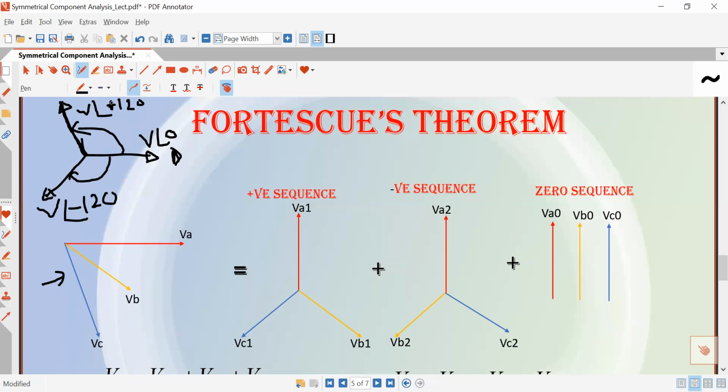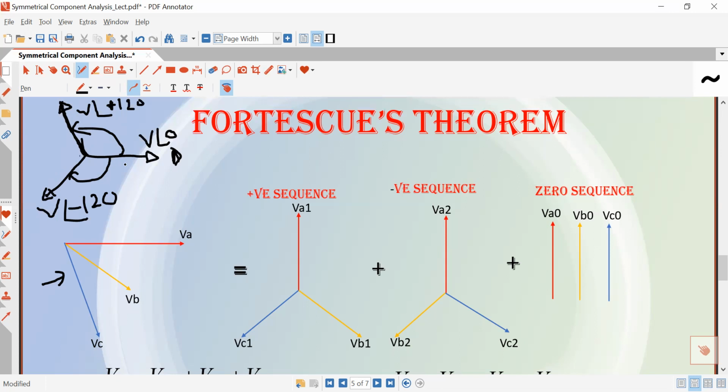So this is the phasor diagram of a balanced three-phase system. In a balanced three-phase system, each phase voltage will be equal, and the angle between two phase voltages will be 120 degrees. When you represent a three-phase system voltage with a vector diagram, you will get a set of three vectors, separated from each other by an angle of 120 degrees, and the length of each vector will be the same.